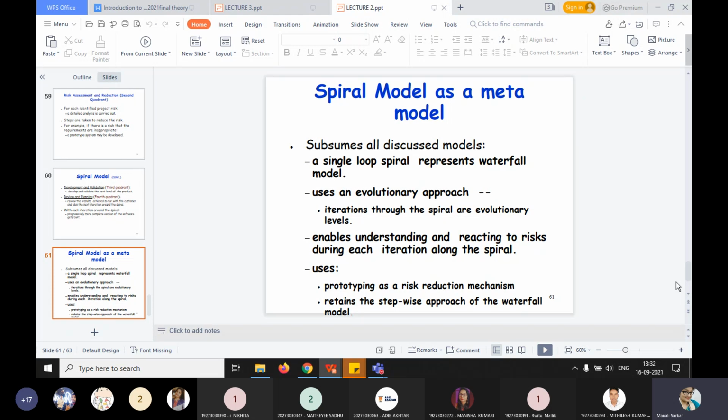Okay, so basically, the spiral model subsumes all the discussed models. That is, a single loop spiral model represents the waterfall model, and it uses an evolutionary approach. Iterations through the spiral model are evolutionary levels and enable understanding and reacting to risks during each phase, each iteration along the spiral. So in the spiral model, you will see that the waterfall model is there, the evolutionary model is there, the iterative waterfall model is also there, and the prototyping model is also there. So actually it is a collection of all the models.